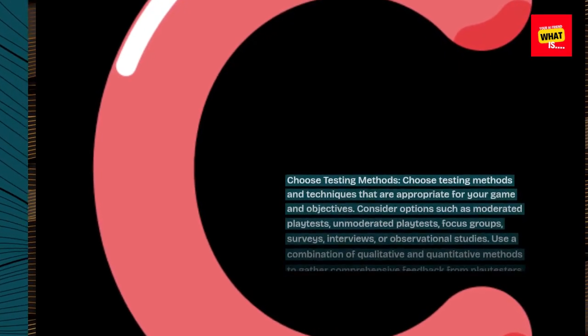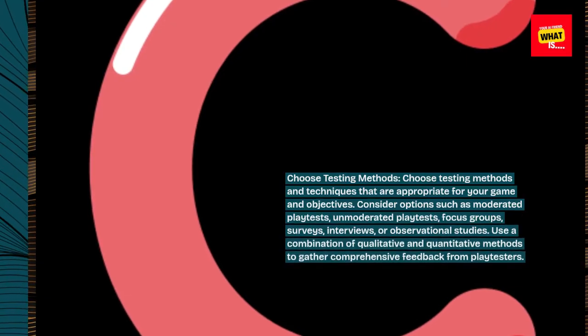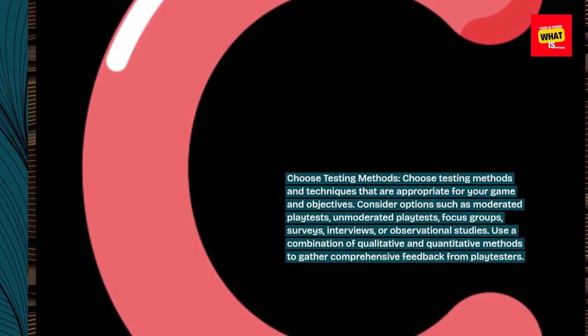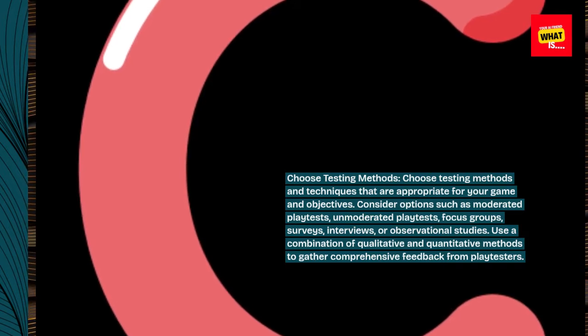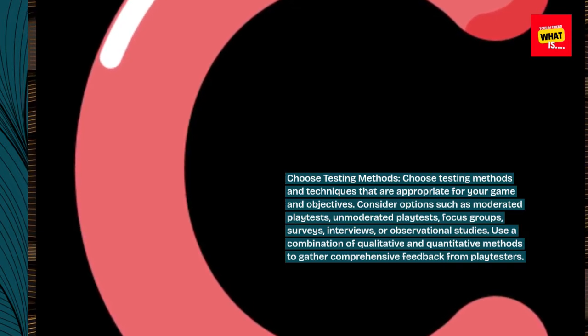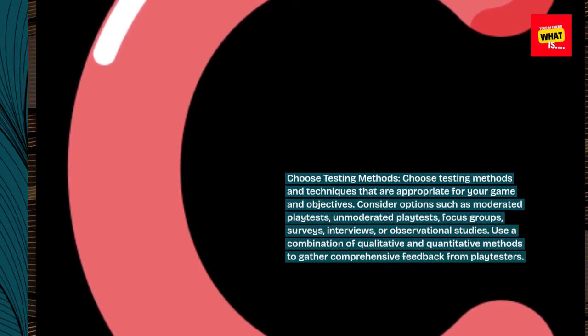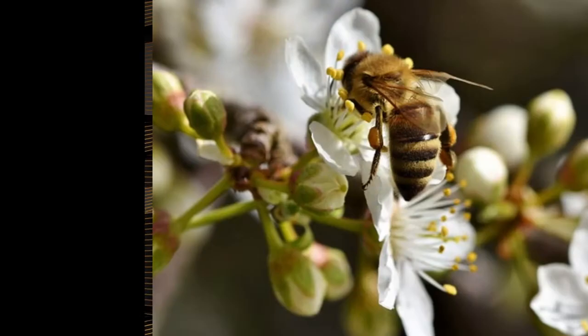Choose testing methods. Choose testing methods and techniques that are appropriate for your game and objectives. Consider options such as moderated playtests, unmoderated playtests, focus groups, surveys, interviews, or observational studies. Use a combination of qualitative and quantitative methods to gather comprehensive feedback from playtesters.